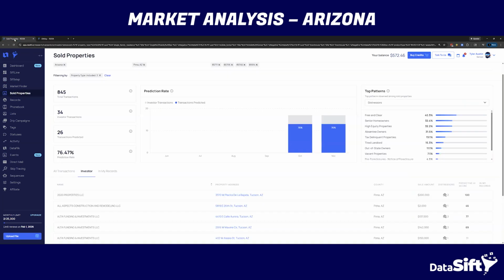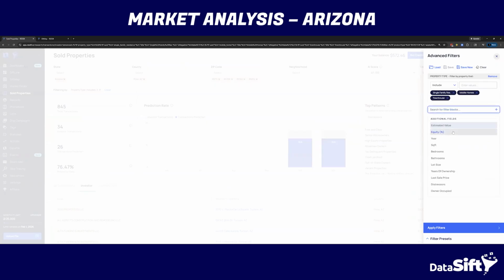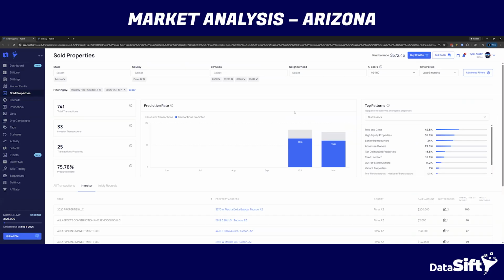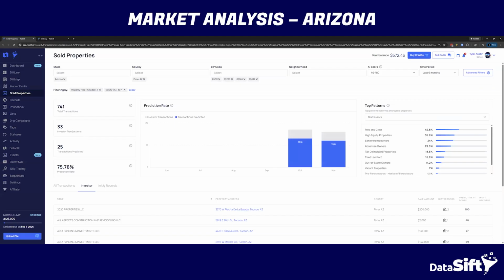If I wanted to, I could go to sold properties and I could add all that criteria here, right? Equity percentage 30 or more minimum. Let's see how that changes, right? It didn't change much at all there. All right. And then I could add in my estimated value, my bed and bath size, and then those distressors to figure out how many of those distressors accounted for the 33 investor transactions that happened.